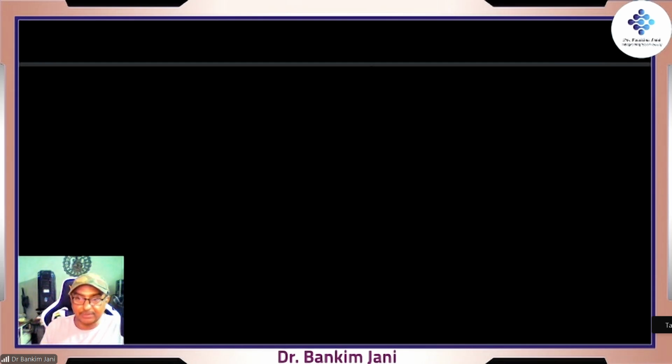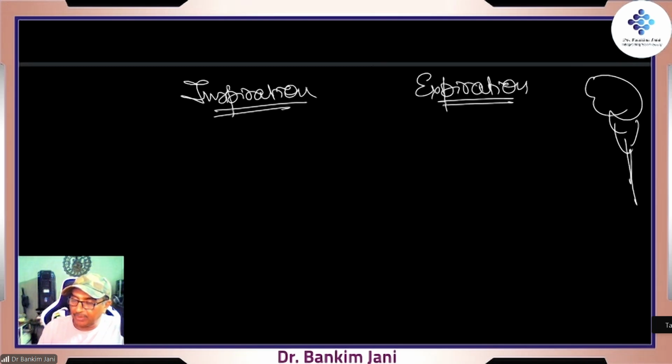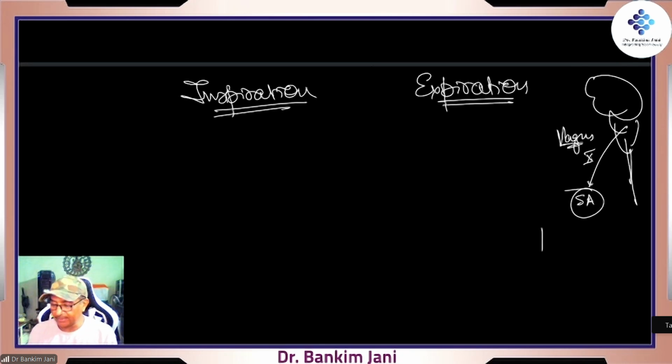What is that process which is occurring constantly? Respiration, inspiration and expiration, right? Now here it is again, the brain, the medulla, from medulla, it is the 10th cranial nerve which is coming up, and this will be supplying to SA node. Now this 10th cranial nerve, the vagus, this nerve is parasympathetic, right? This nerve is parasympathetic.